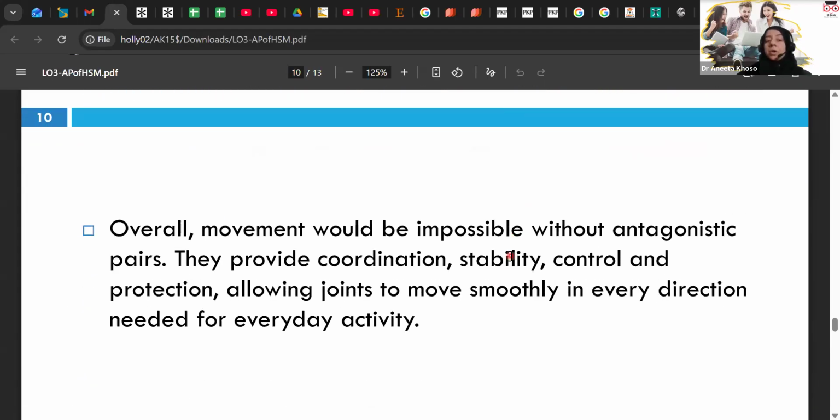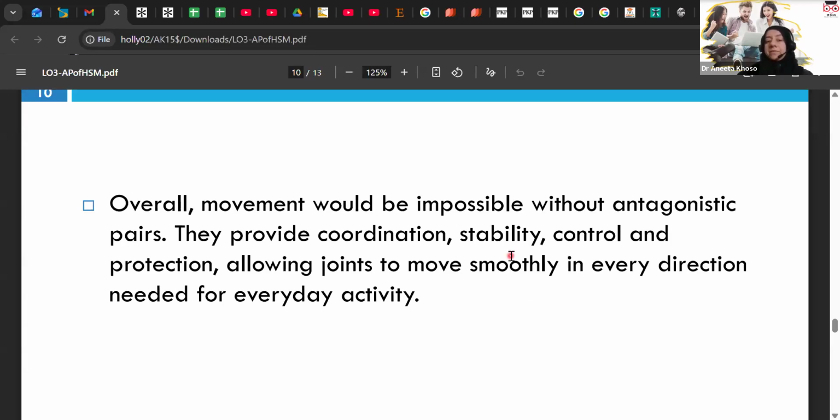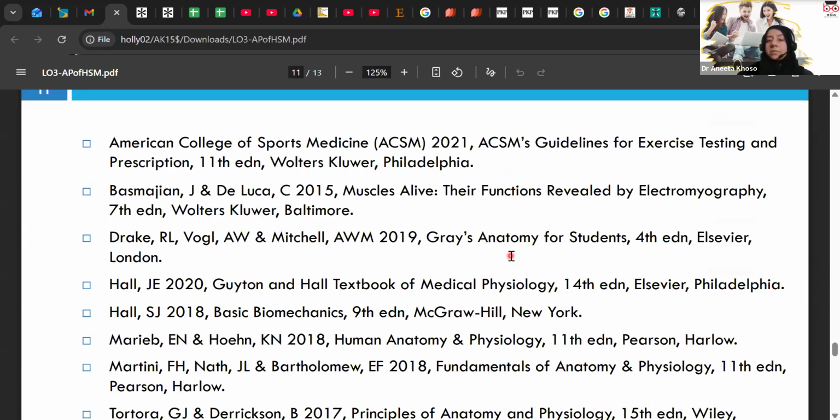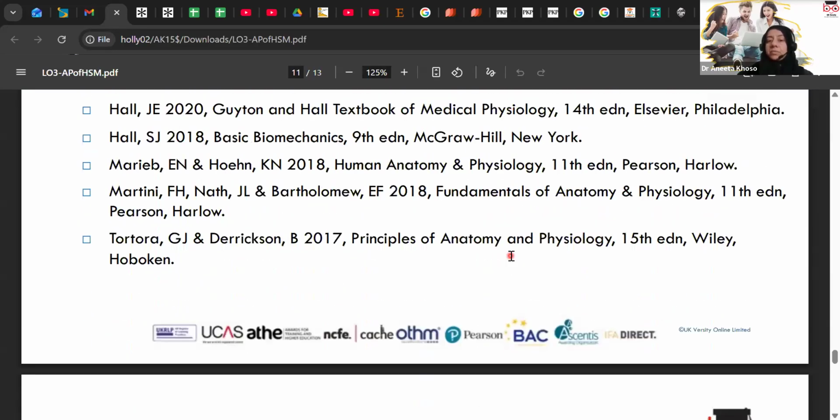So, in conclusion, overall movement would be impossible without agonist and antagonist muscles working together. They allow for coordination, stability, control, protection, and they allow joints to move smoothly in every direction needed for everyday activity. So these are some of the references that you should be going through.